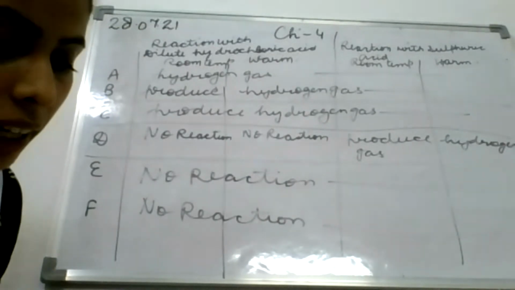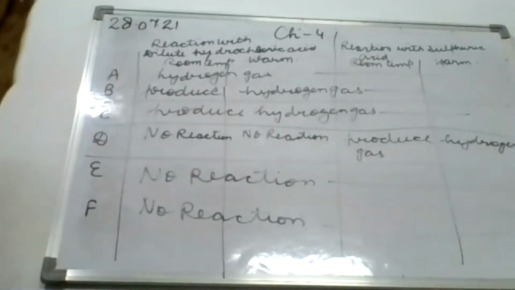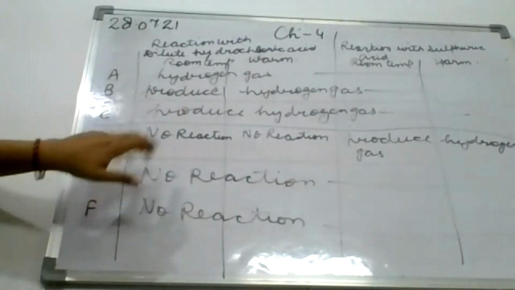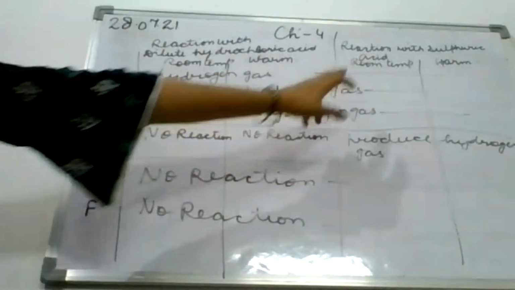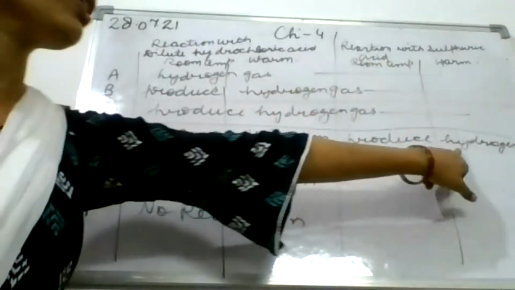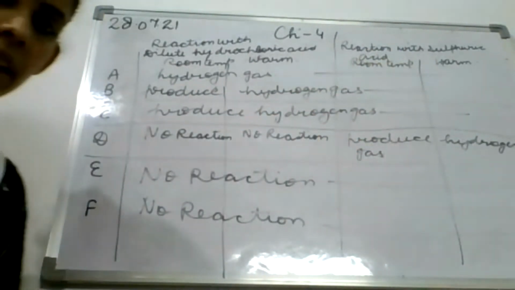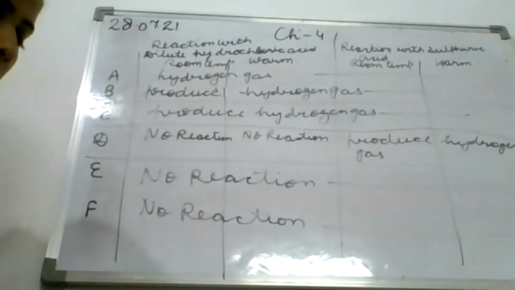Okay? And I already told you that copper does not react with dilute hydrochloric acid, but it reacts with sulfuric acid to produce hydrogen gas. Clear? So I will show its video tomorrow. Okay, then it will be more clear to you.